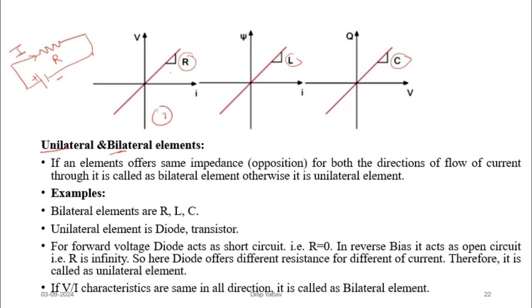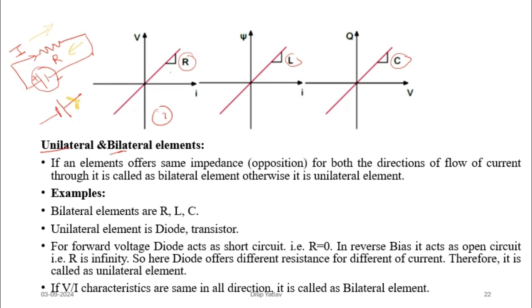That means if I change this direction, for example, the polarity has been changed to this. Now what will happen? The current direction across this will be changed. Earlier it was going this way, now it will be going this way because we have changed the polarity.